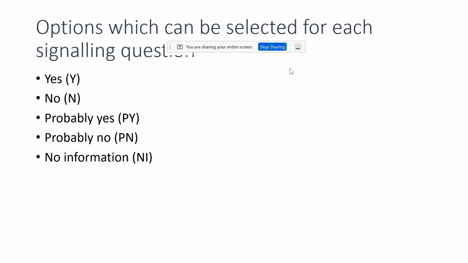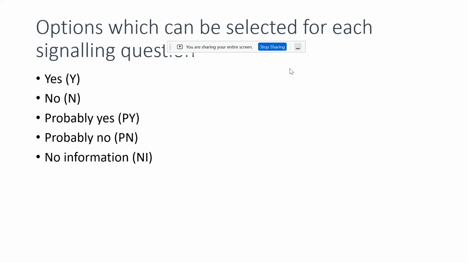So now the questions that we are asking when we are assessing the risk of bias are called the signaling questions. These signaling questions have answers such as yes, no, probably yes, probably no, and no information. These are the options that we can select for the answers to each of these questions. Now we will answer yes or no when we know the answer for sure, when we have good evidence.